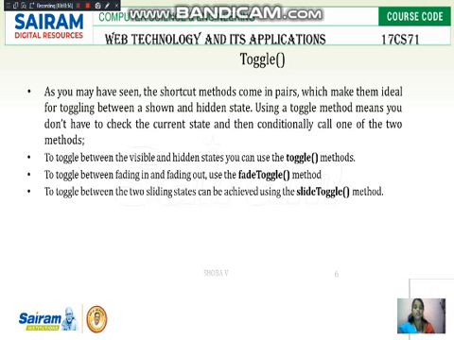As you know, these come in pairs, which makes them simple for toggling between a shown and hidden state. Using the toggle method means you don't have to check the current state and then conditionally call one of the two methods. Between visible and hidden state, you can use the toggle method; for fading, you can use the fadeToggle method; and for toggling between two sliding states, you can use the slideToggle method. So these are the methods you can use instead of checking the current state and then conditionally calling one of the two methods.